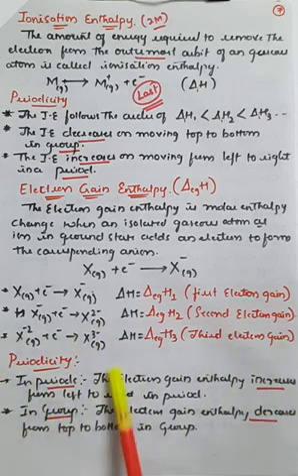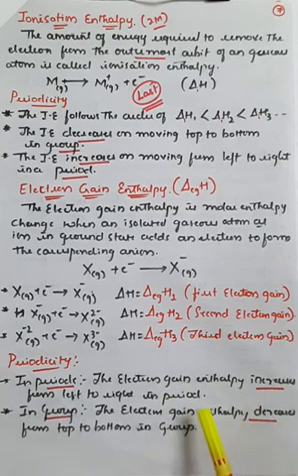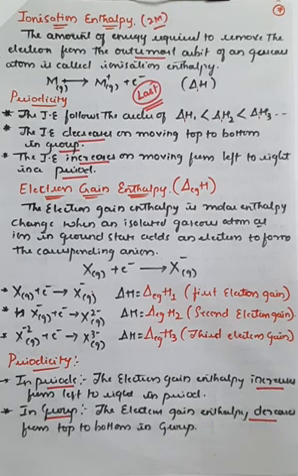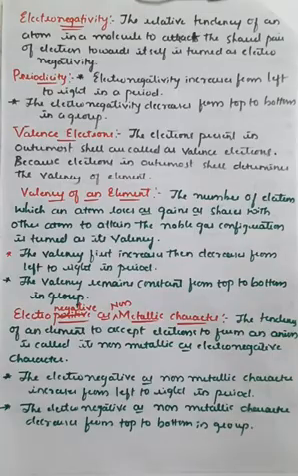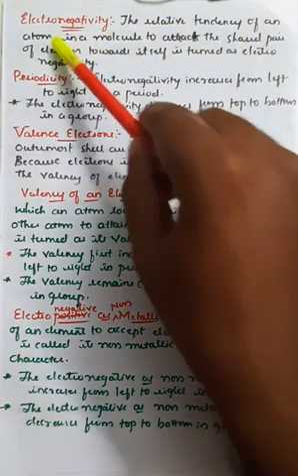And also we have seen the periodicity in terms of periods. When you go from left to right, the electron gain enthalpy increases. And in the case of groups, from top to bottom in the periodic table, the electron gain enthalpy goes on decreasing, right? So that's all we have studied in the previous classes, and in today's class we'll go with the extended part of this chapter, that is the definition as well as trends in the periodic table. So the next one is electronegativity, right?